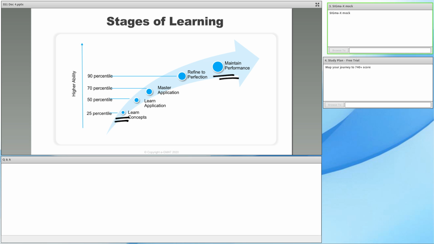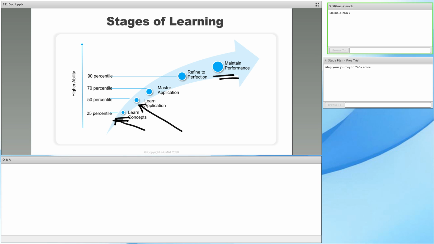So if you know the concepts, and a lot of people say this, hey, I know the concepts, I'm just not able to get to a high GMAT score. Yes, knowing the concepts doesn't do a whole lot of good, because the GMAT is a test of application. So knowing the concepts gets you to that 25th percentile. Once you learn how to apply concepts in a consistent fashion, that's when you get to that 50th percentile.